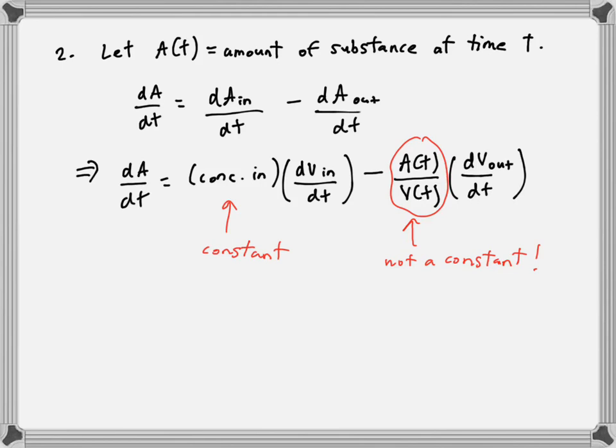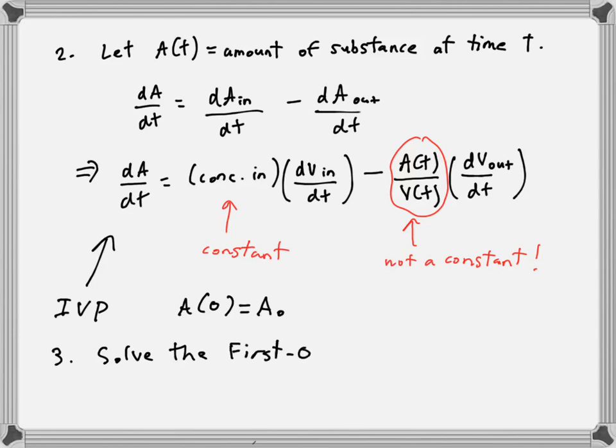Also, once you set this up right here, this is your IVP. What's the extra condition, of course? A of 0 is equal to A naught. So you're going to be given some initial concentration, or some initial substance amount in the tank. So finally, step 3 is to solve the first order linear IVP. And you use the integrating factor method that you learned in 1.6 to solve these problems. So of course, the setup is the tricky part for a problem like this, but once you set it up, solving it is not that difficult, as long as you did your 1.6 homework first.